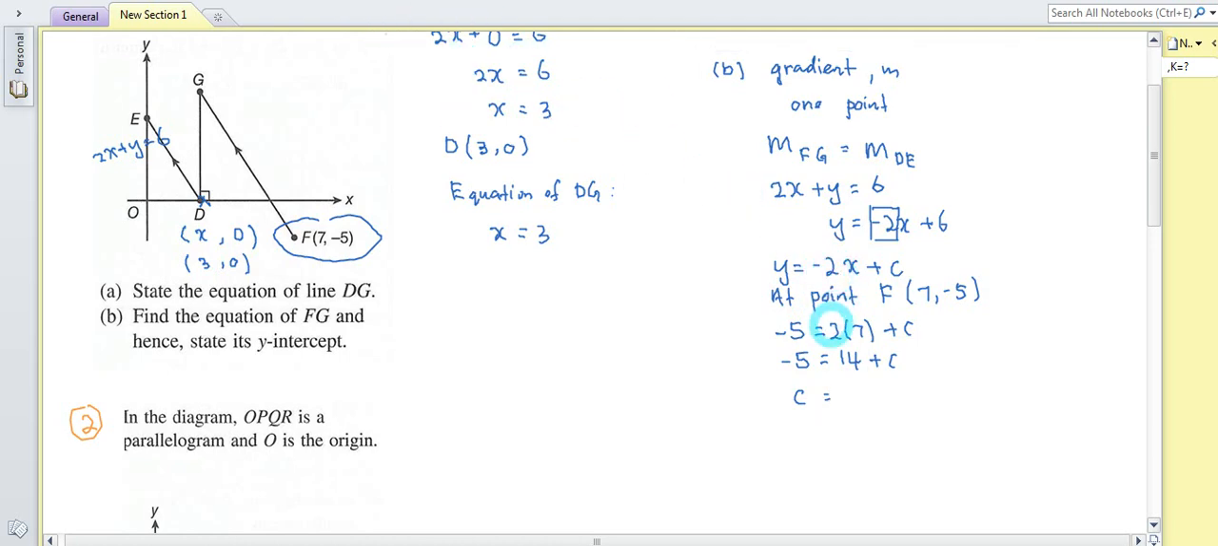Okay, this is negative 2x. Sorry, I forgot to put a negative here. So this is negative 14 plus c. So c will be equal to negative 5 plus 14. And okay, this one you can just press a calculator. It is equal to 9. So the equation of FG will be y equal to negative 2x plus 9.